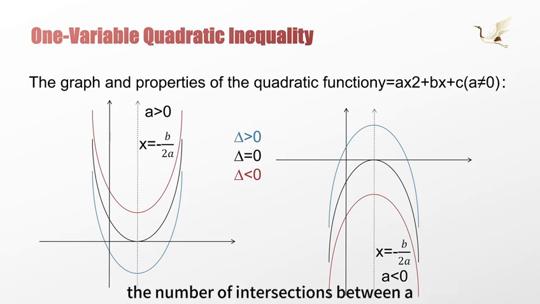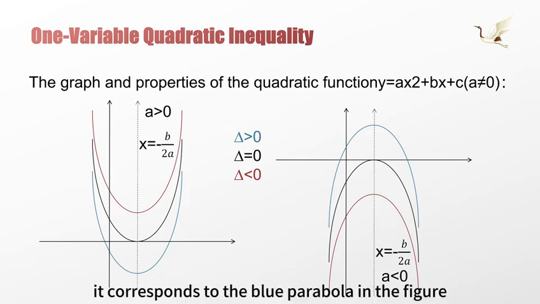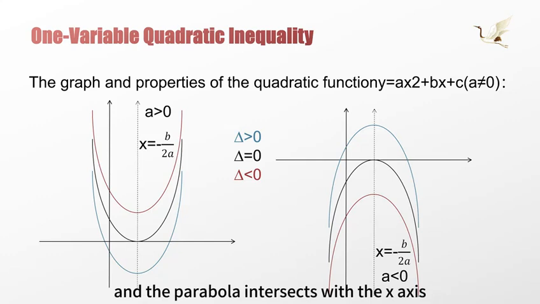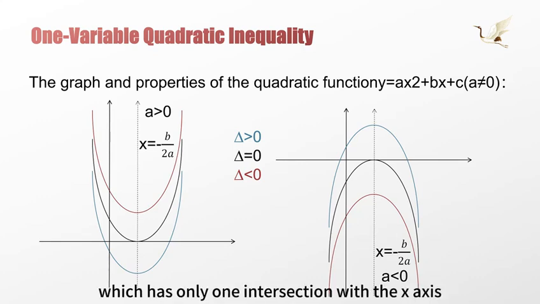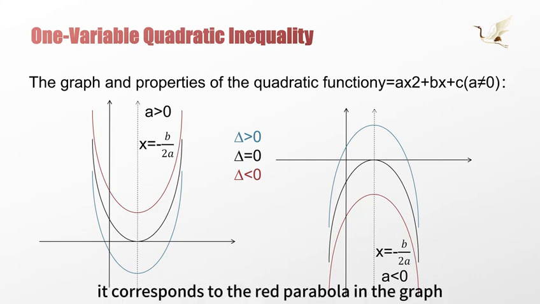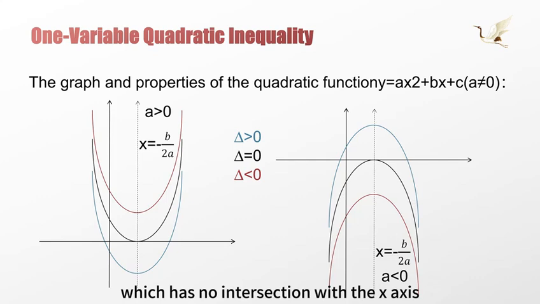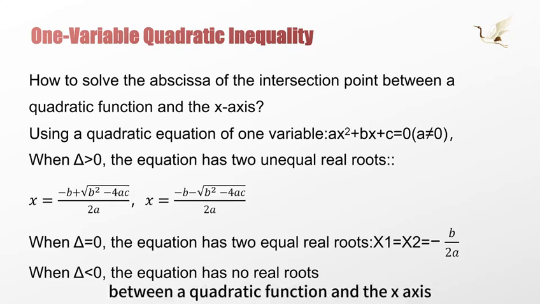The number of intersections between a parabola and the x-axis is determined by the discriminant delta, which is equal to b squared minus 4ac. When delta is greater than 0, it corresponds to the blue parabola in the figure, and the parabola intersects with the x-axis at two different points. When delta equals 0, it corresponds to the black parabola in the figure, which has only one intersection with the x-axis. When delta is less than 0, it corresponds to the red parabola in the graph, which has no intersection with the x-axis.